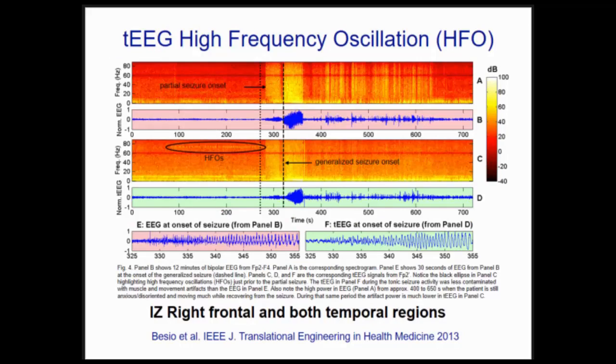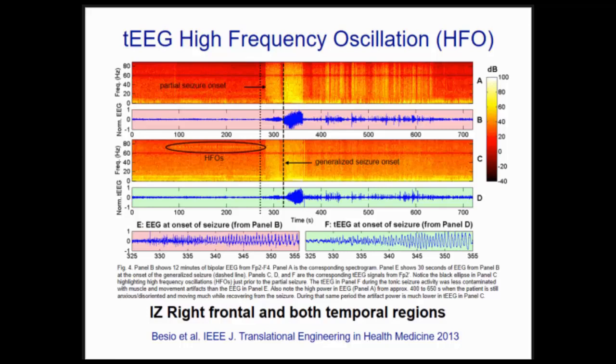In 14 patients that have had seizures, we've recorded the EEG and the tripolar EEG at the same time, and we've been able to see something that I'm going to show you. This is a bipolar EEG, generalized seizure here, partial seizure here. Partial means that it's electrical activity going on, but they're not moving yet. This is what the epileptologists call a seizure. You know, for them, it's a clinical seizure where they're moving.